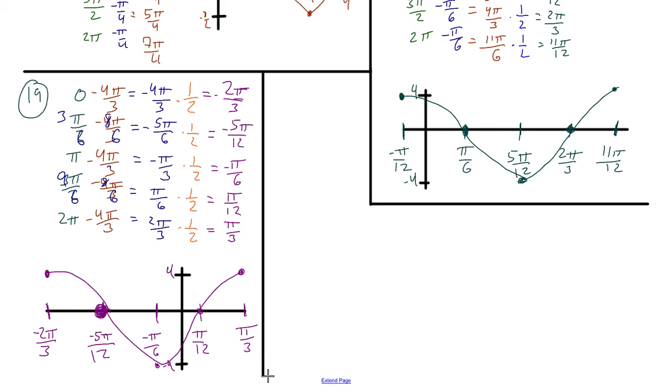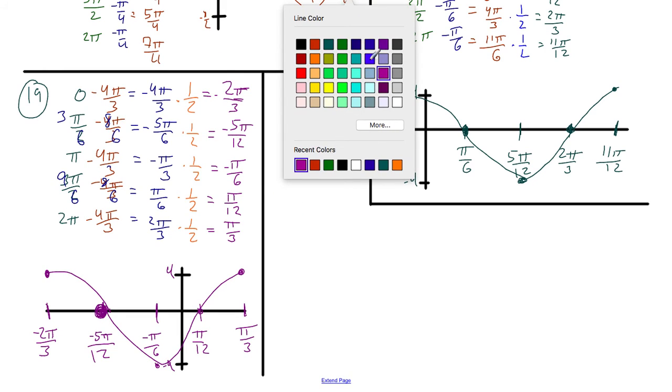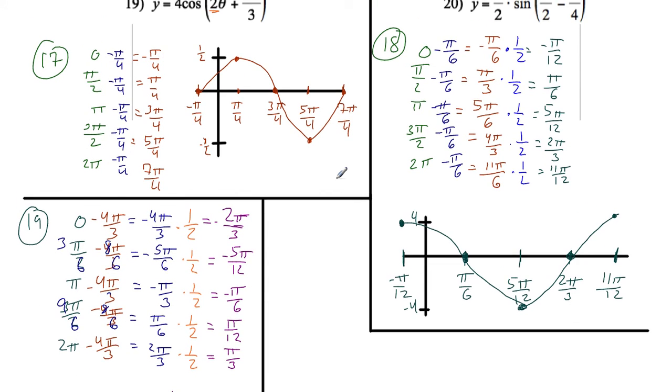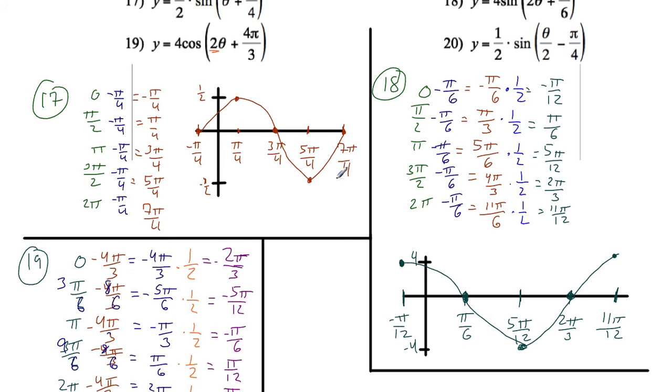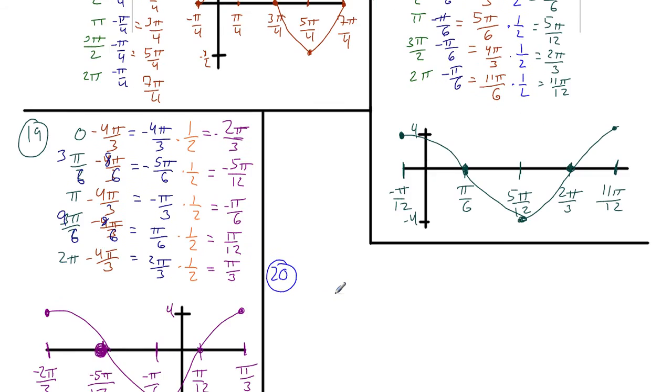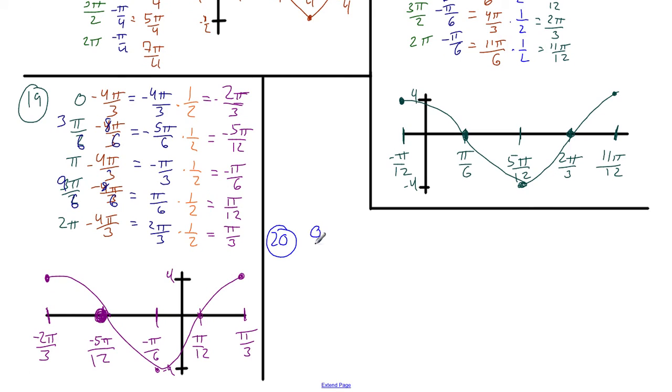Okay, last one. Yippee. Let's finish off with old blue. So number 20. We are going to add pi over 4 to every point and then multiply by 2. We're going to start again with our original values: 0, pi over 2, pi, 3 pi over 2, and 2 pi.